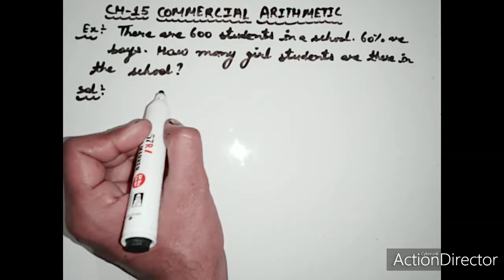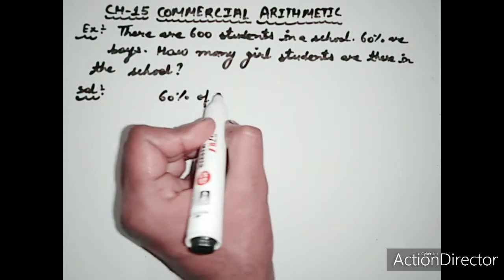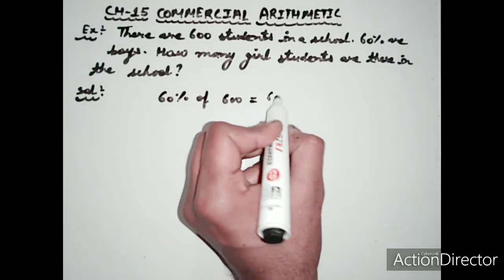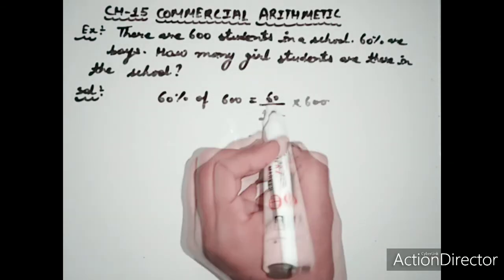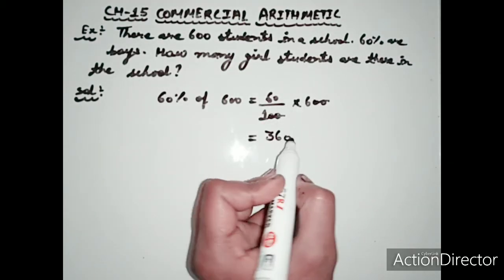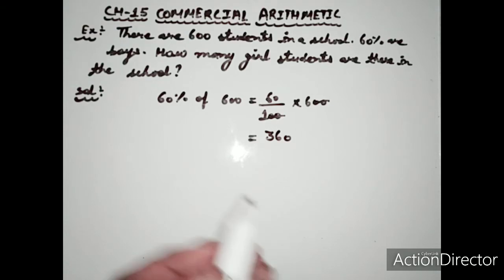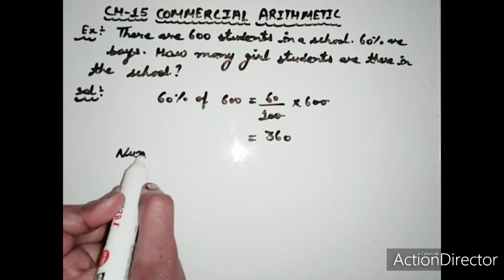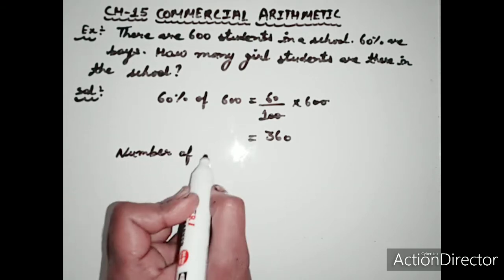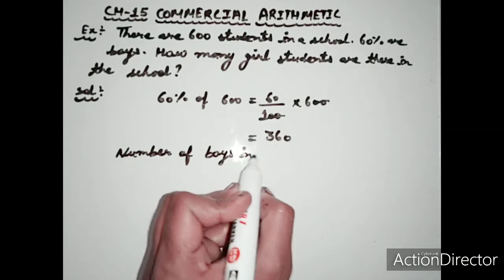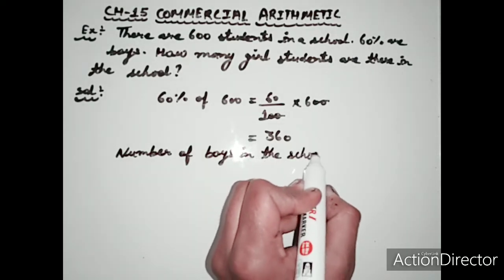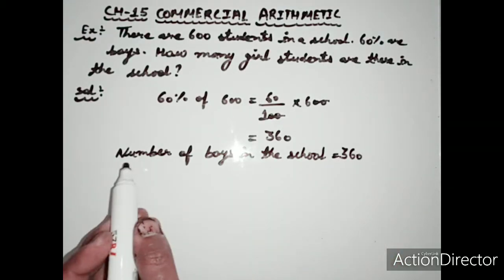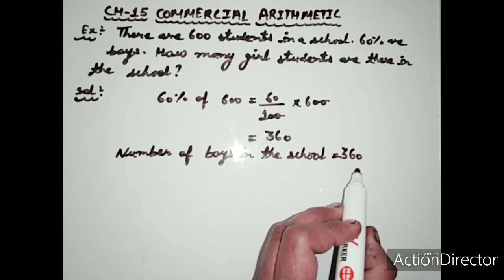First we write 60% of 600. Here we find 60% of 600. We write 60% as 6 sixes are 36, 360. So 60% of 600 is 360. Now number of boys in this school equal to 360. So here the number of boys in the school is 360.